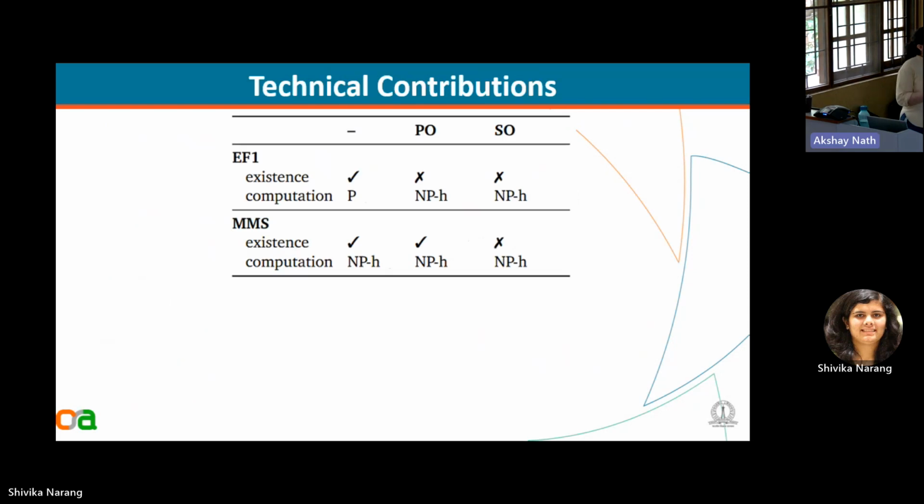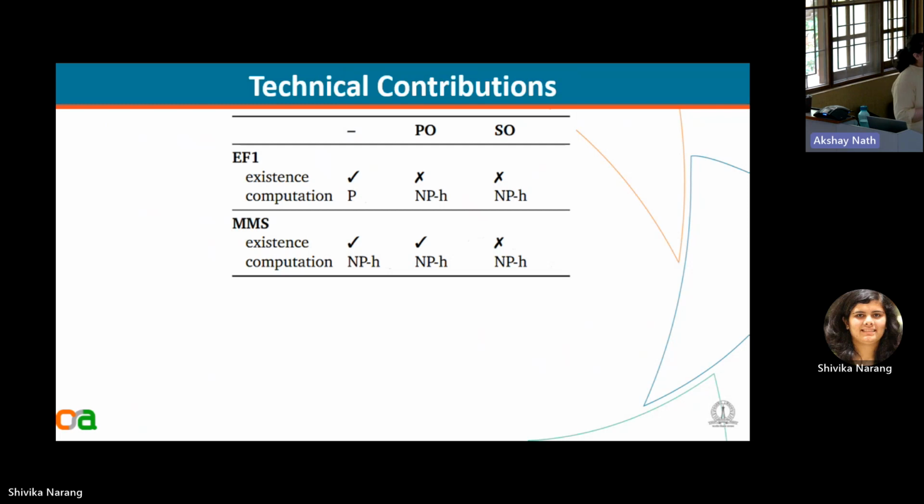We first resolve the existence of fairness with and without efficiency. And as you can see, EF1 exists alone, MMS exists alone. But the only combination of fairness and efficiency that's guaranteed to exist is MMS and PO. And it's computationally hard to find any of these except for EF1 alone, right?